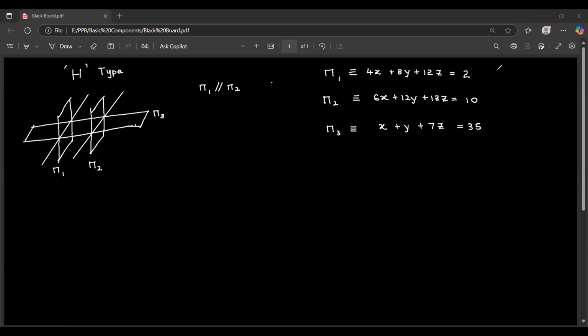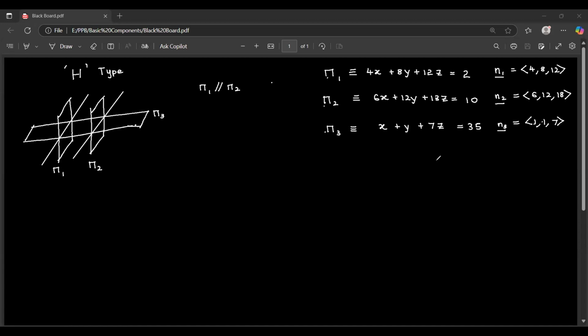First of all, let's look at N1. N1 can be given as 4, 8, 12, and N2 can be given as 6, 12, 18, and N3 can be given as 1, 1, 7. Definitely N3 is not parallel to N1 or N2, because if you multiply 1 by 6, you will get 6, which is not equal to 12. Similarly, if you multiply 1 by 4, you will get 4, which is not equal to 8. So we can definitely say N3 is not parallel to these two, which means pi 3 is not parallel to pi 2 or pi 1.